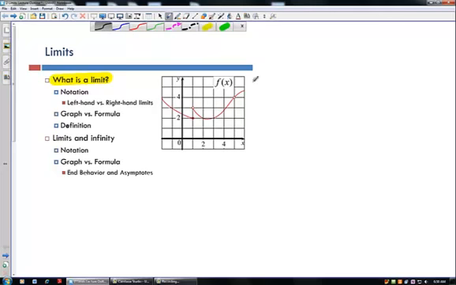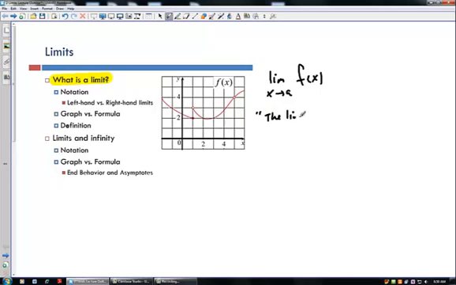So here's the notation for a limit. We write the limit as x goes to a of f of x. And so let me write down how you say this. This is said, the limit as x goes to a of f of x. And if it exists, let's say it's equal to some number L.